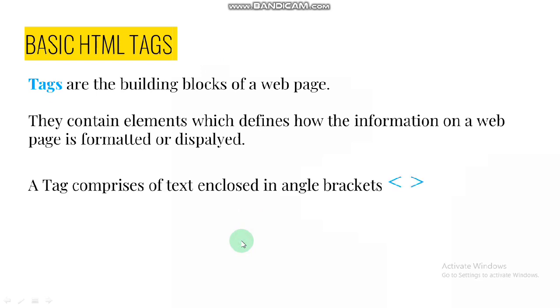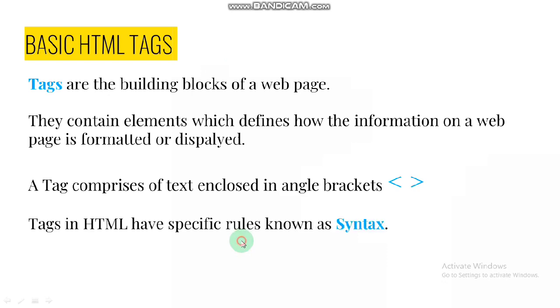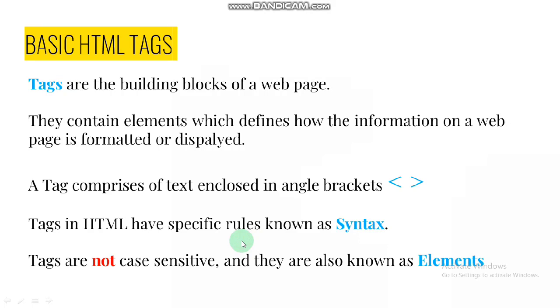A tag comprises of the enclosed in angle brackets. All tags have their own attributes and default values. Each tag in HTML follows a specific rules known as syntax. These tags are not case sensitive. Tags are also known as elements.